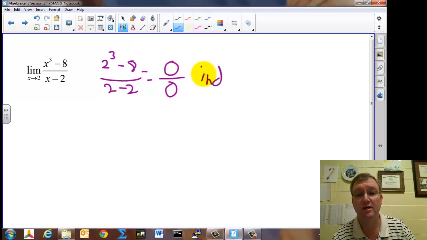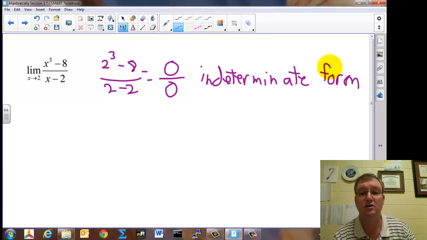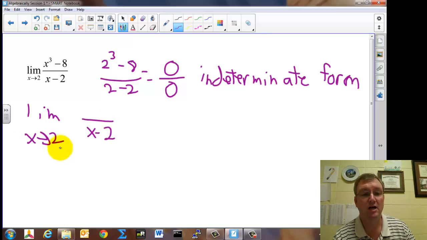Remember, this is called the indeterminate form, meaning we can't determine what the value of this is, what the value of the limit is. So what can we do to this? Well, when you look at this, the denominator, there's nothing we can do with it. But in the numerator, we can factor that numerator. What does the factored form of the numerator look like?